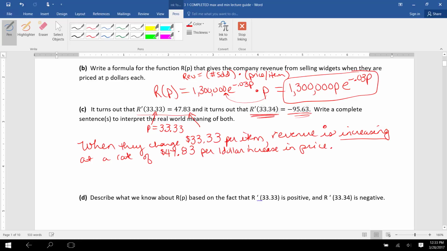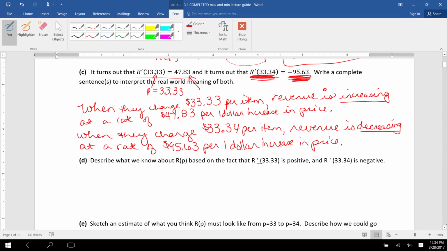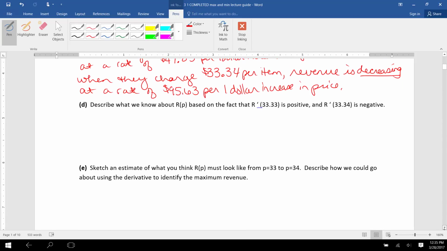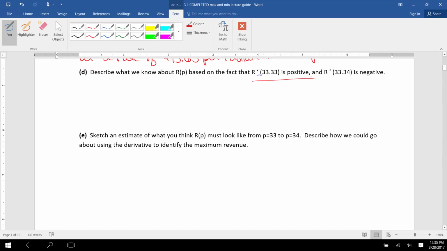They're saying if you increase the price by a penny, so now they're charging a price of $33.34 per item, then the derivative is negative. So revenue is decreasing at a rate of $95.63 of revenue per $1 increase of price. So notice those prices are only 1 penny apart. So in part D and part E here, it's kind of putting those two ideas together. It's saying describe what you know about R of P based on the fact that this one's positive and this one's negative, and sketch it. Kind of think about what does R of P actually look like.